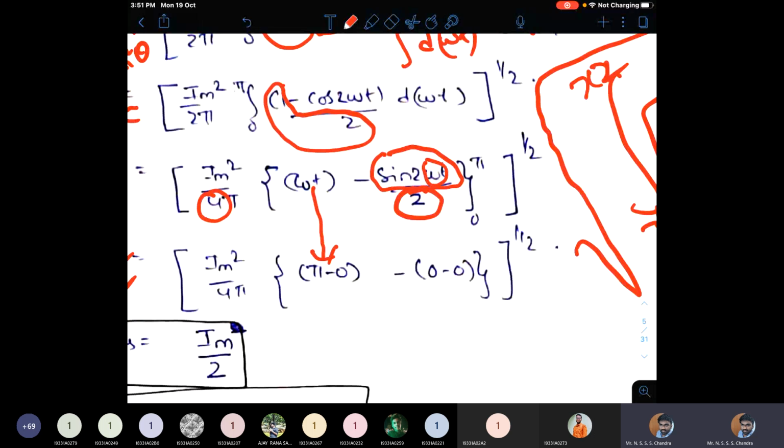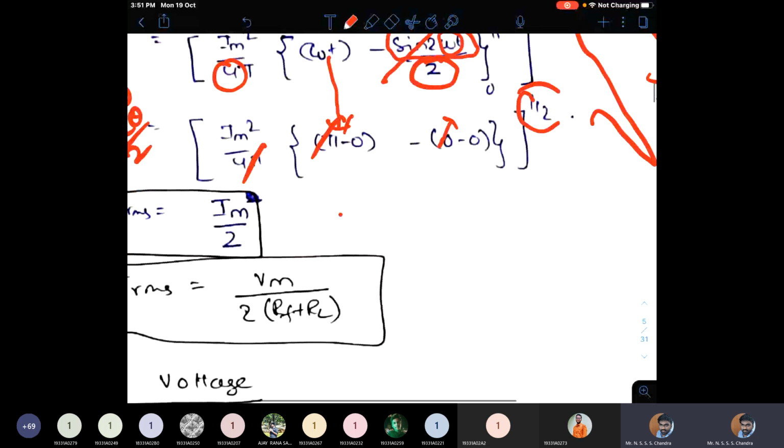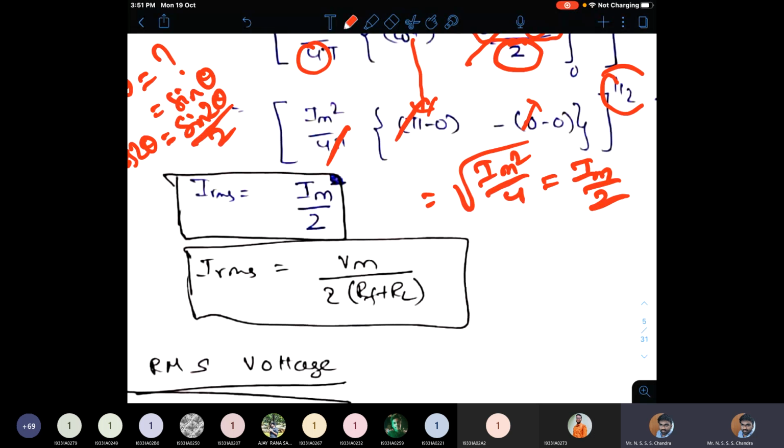What is sin 2 pi? It is 0. Again, if I replace this 0, sin 0 will be 0. So this entire term will be cancelled and become 0. So I'm left with Im square by 4 pi into pi, and this entire thing is within a square root. This pi pi gets cancelled, so I am left with root over Im square by 4. So this will be equal to Im by 2. So the RMS value in a half wave rectifier will be equal to Im by 2.